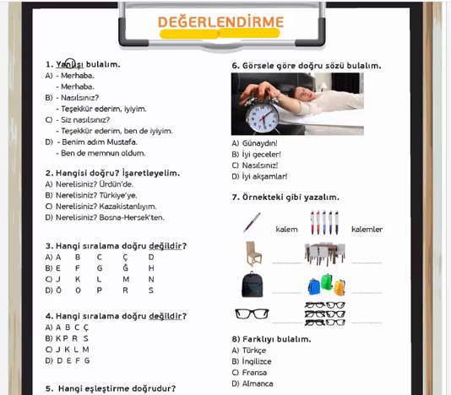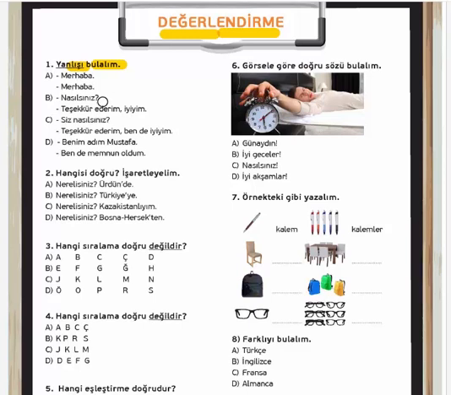The first one is yanlışı bulalım. Yanlışı bulalım. Let's find the wrong, the mistake. We have first one merhaba. Merhaba. Hello. And the answer is hello. This is not a mistake.